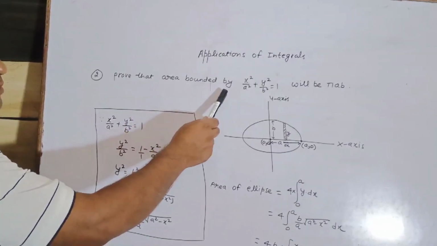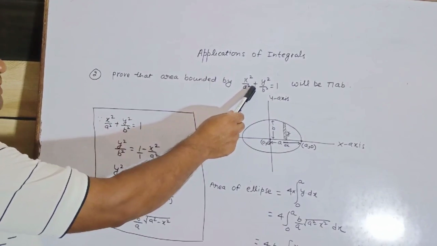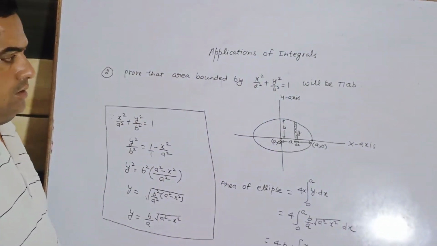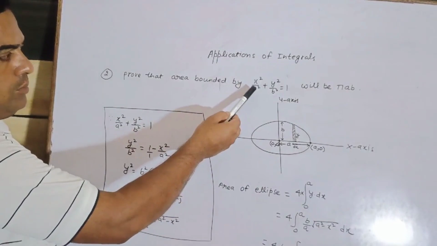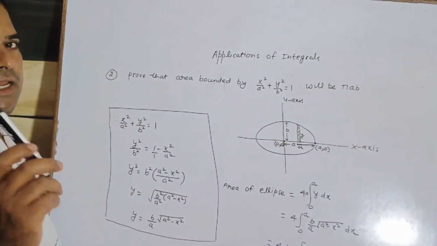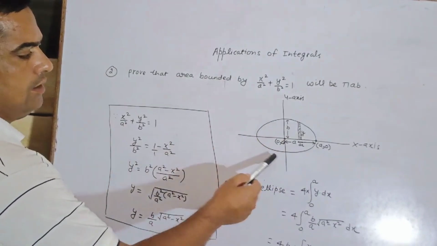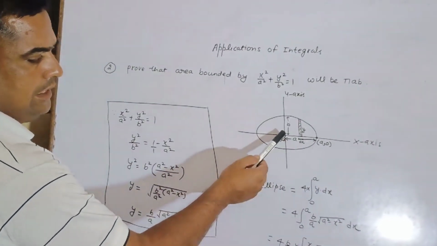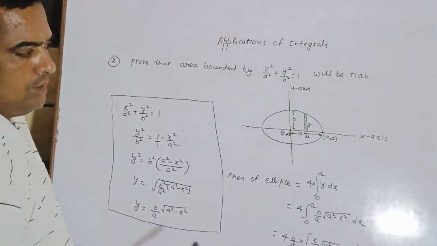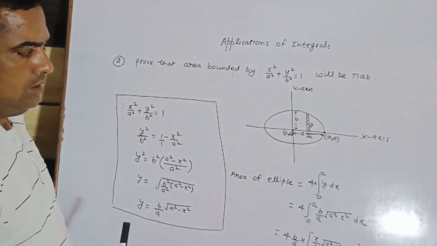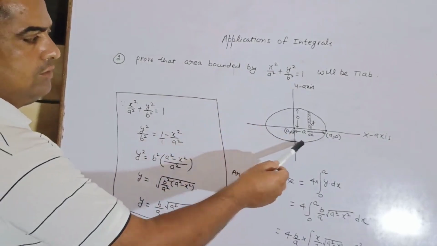Prove that the area bounded by x square upon a square plus y square upon b square equals to 1 will be pi ab. Students, we know very well x square upon a square plus y square upon b square equals to 1 is an ellipse. So we have made here one ellipse. The length of this part will be a, the length of this part will be b. So coordinates of this point is a comma 0. Now students, we have to find the area of this ellipse.